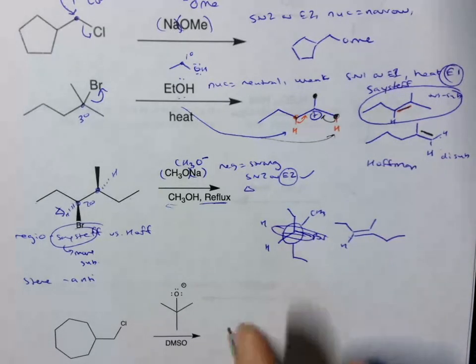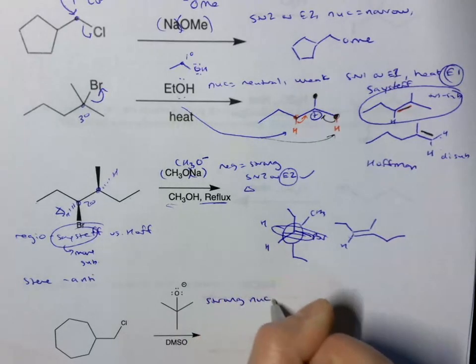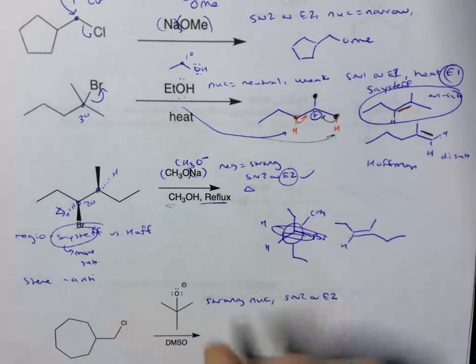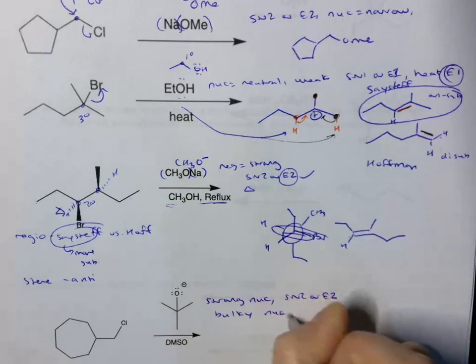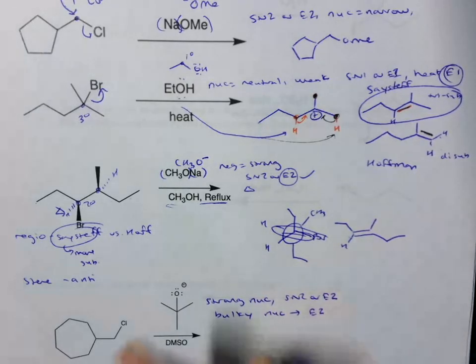All right, so this is a strong nucleophile. So that would favor SN2 or E2. And then I also noticed that this is a bulky nucleophile. So because this is a bulky nucleophile, I actually think this is probably going to favor E2 over SN2.